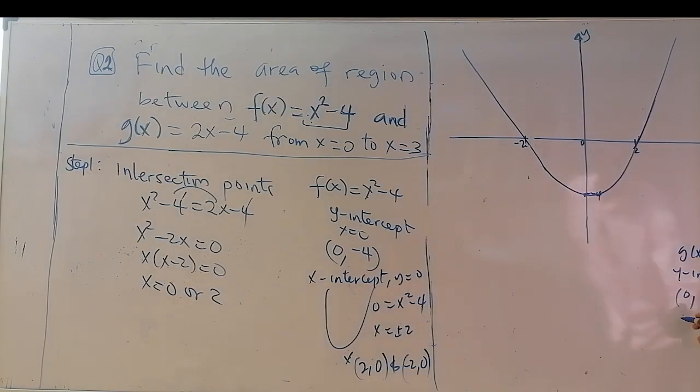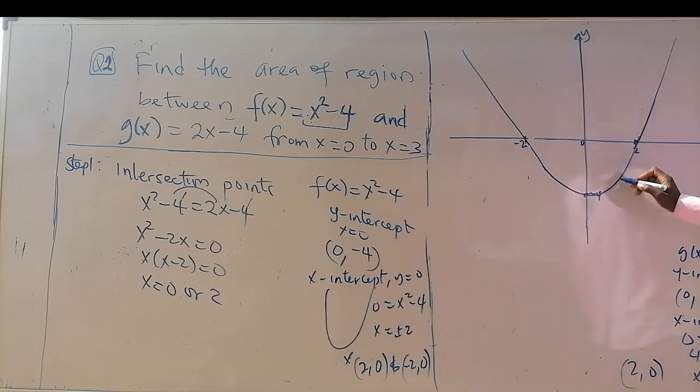Now, can we get the x-intercept? So y is 0. Do the same thing. We have 0 equal to 2x minus 4. So 4 is equal to 2x, so x is equal to 2. So we have 2, 0. It's also this place. So I'm going to join that straight line. It goes that way.